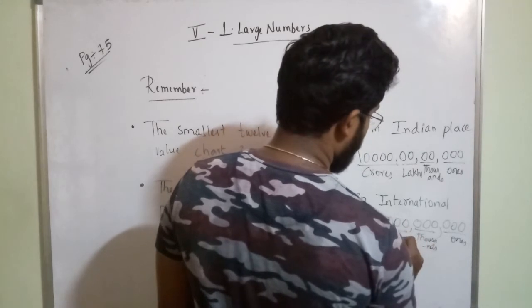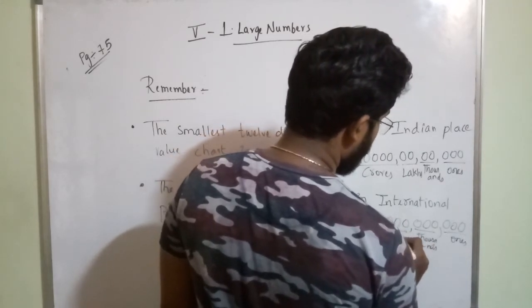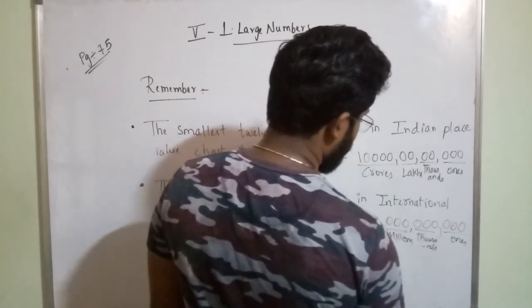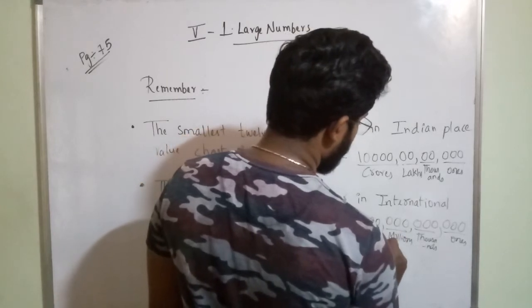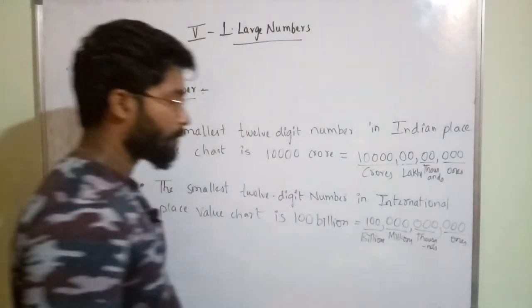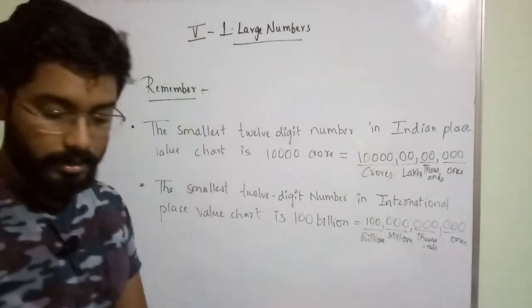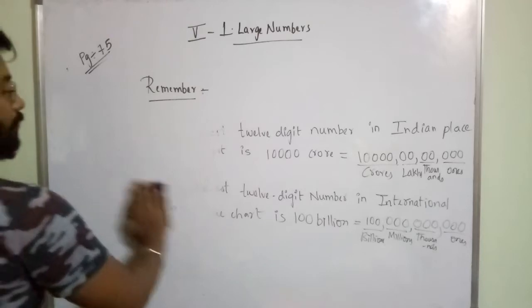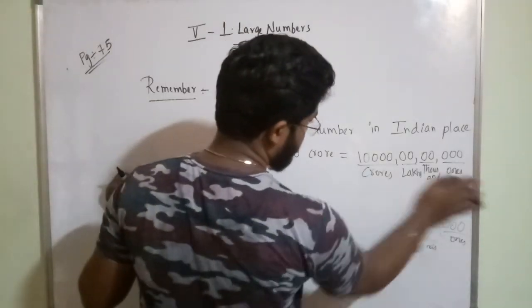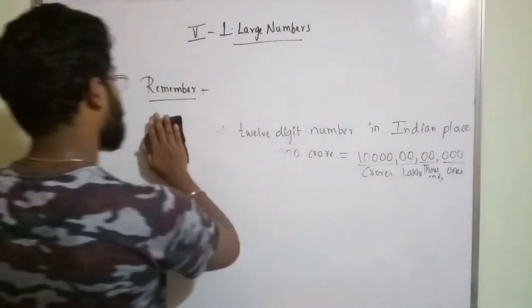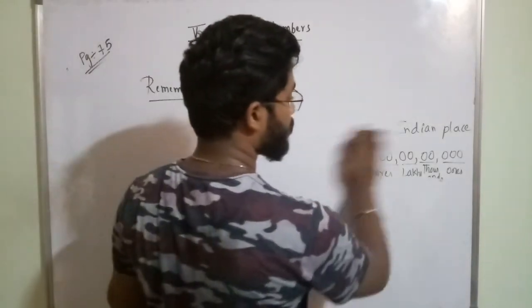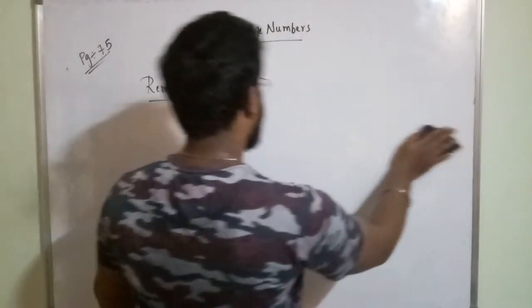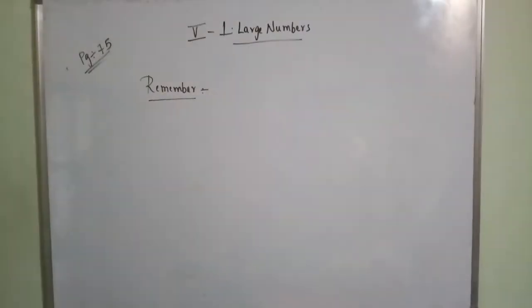this is millions, this is billions. Okay, billions, millions, thousands, and ones. So these are the 4 points you have to remember: how to represent these bigger numbers in international and Indian place value chart, and what is the number name. You have to remember them very carefully.